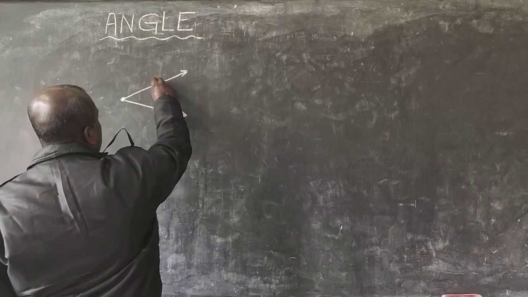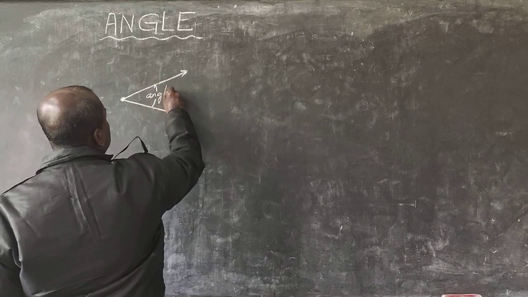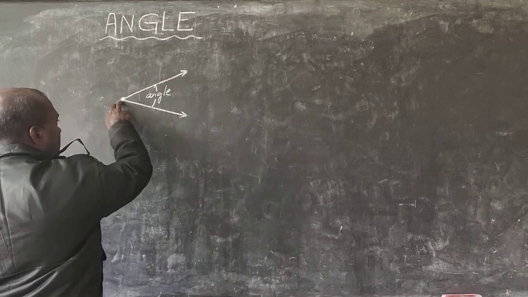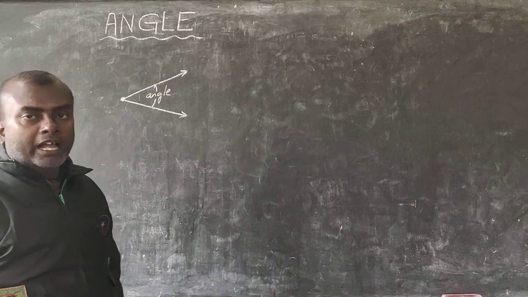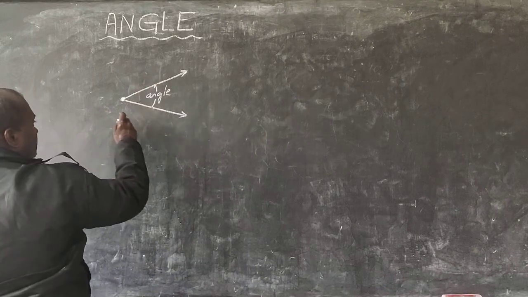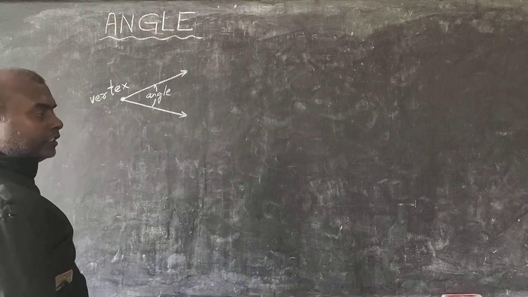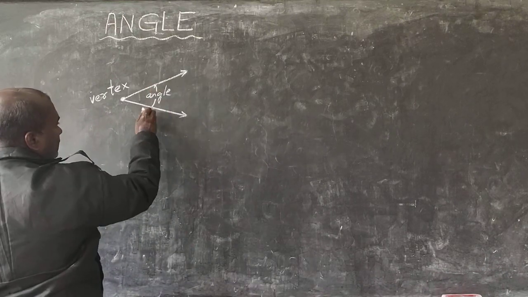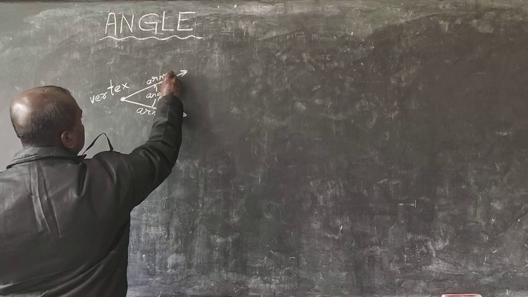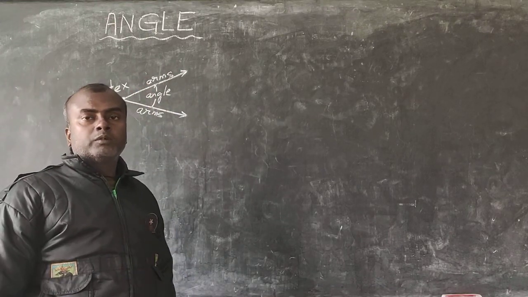Angle is the gap between these two rays. The gap that is there between these two rays whose starting point is the same, that is called angle. So this point, which is the starting point of both the rays, is called the vertex. Whereas the other two rays are known as the arms of the angle. Okay, this is one arm, this is another arm. These two are the arms of the angle.